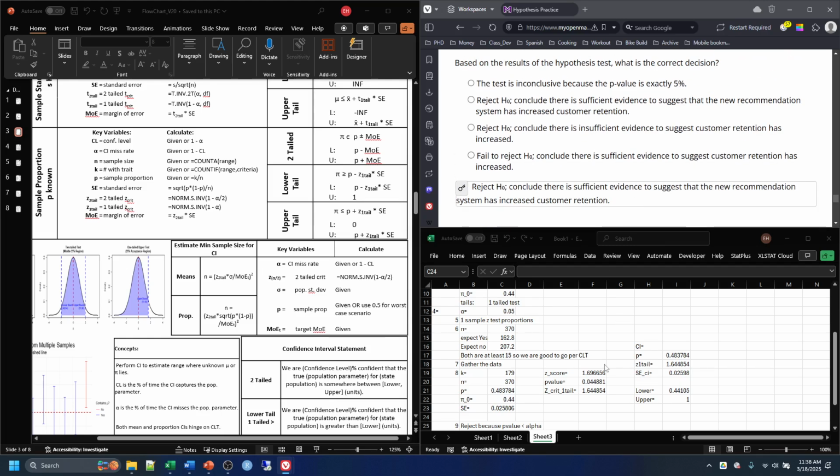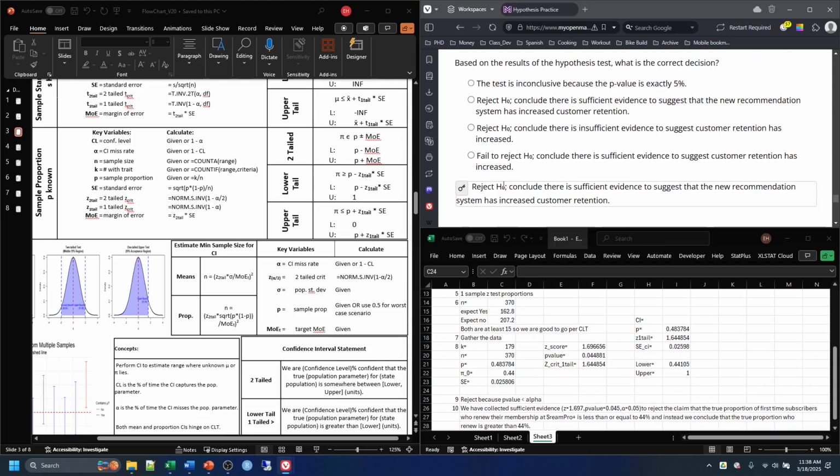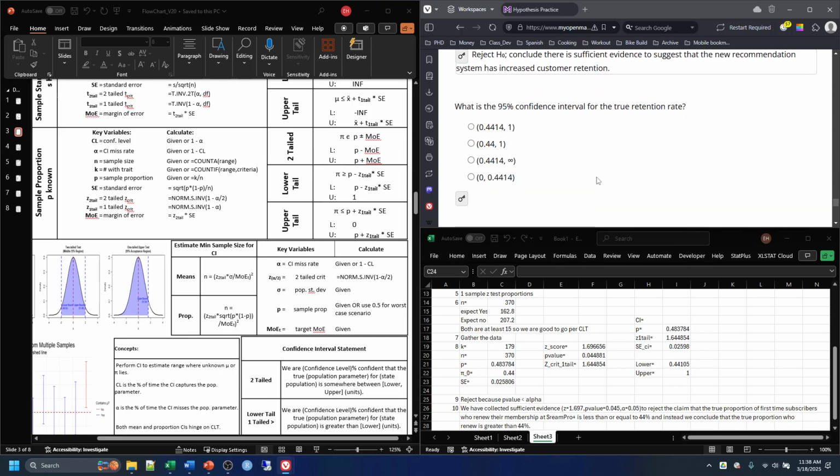Based on this hypothesis test, what is the correct decision? The correct decision is to reject, which is what we said. So we conclude that there is sufficient evidence to suggest that the new recommendation system has increased the customer retention program, right? That's what we were looking at. They added in this recommendation program, they've retested, and it says there's some evidence to suggest that we've increased our customer retention.